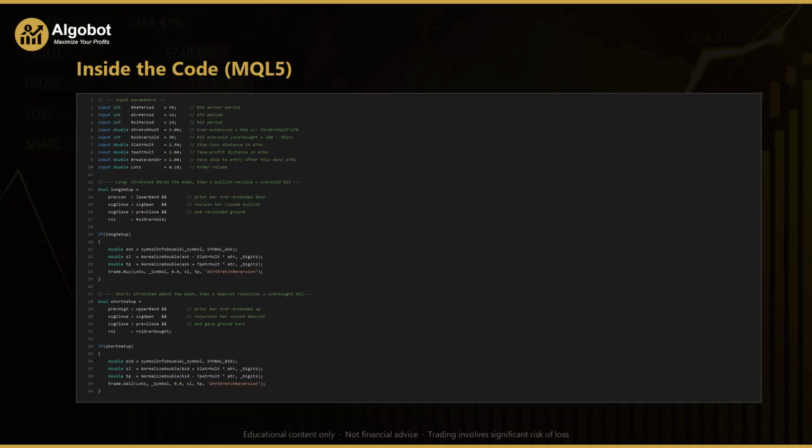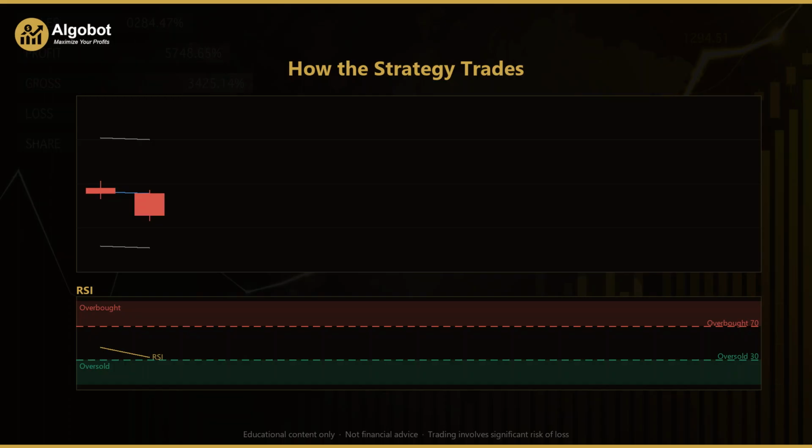This is educational only. Let's bring this to life on the chart, walking through a long trade first, and then a short trade. The blue line running through the middle is the exponential moving average, our anchor. The 2 gray lines above and below it are the stretch bands, drawn at the moving average plus or minus 2 average true ranges. Underneath, in the subpanel, is the relative strength index, with the oversold line at 30 and the overbought line at 70.